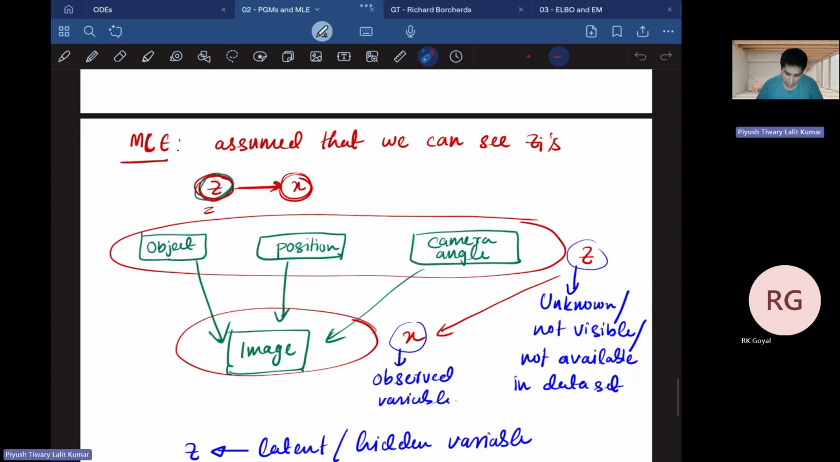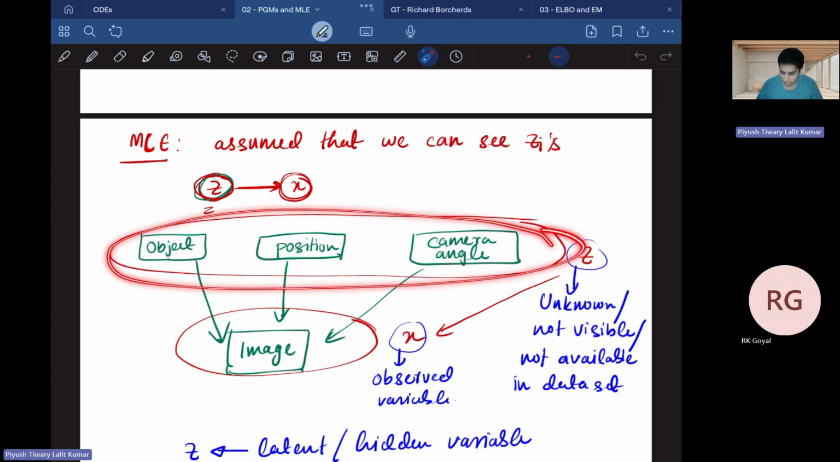So we took this example where you have some hidden variables. For example, if you see an image, there are multiple components in it. There is an object in the image, there is a position, where the object is positioned in that image, and what the camera angle is. All these hidden variables exist and play a role when you are clicking an image, but you don't see that in your data set.